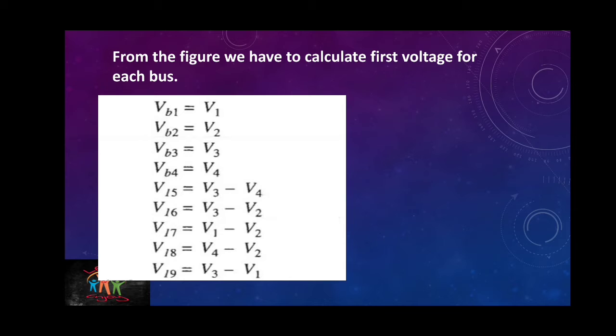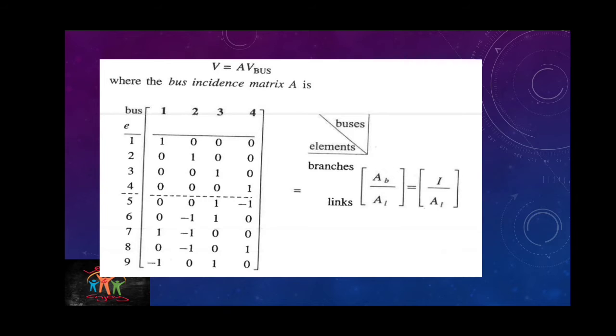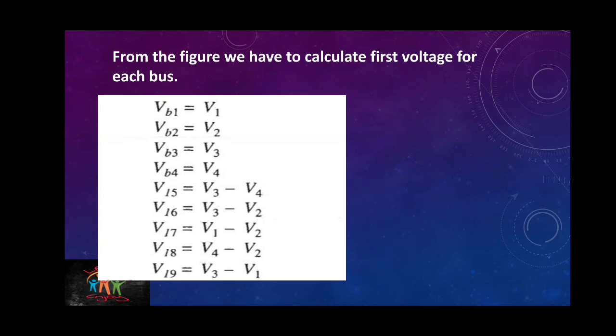Link 7 is connected between 1 and 2, so we can write this as V1 minus V2. And then we want to get V18, so we write this as V4 minus V2. And we want to get V19, so we write it as V3 minus V1. Okay, I hope this is clear to you. Now we go further. Now V is equal to A into V bus.